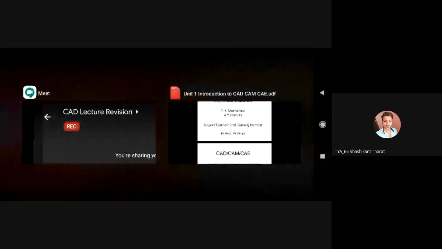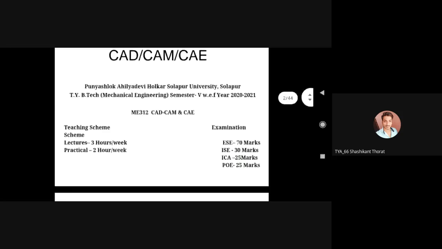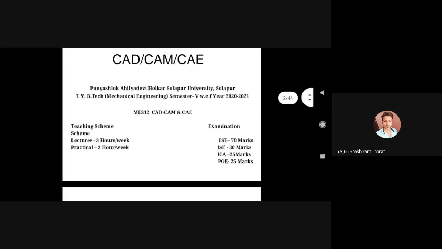So CAD-CAM and CAE. Now, whatever the exam scheme is, see here the exam scheme. Semester examination ISC 30 marks, thermal 25 marks, and the practical oral examination 25 marks. This is the marking scheme of the examination. Near about 70 plus 30, that is 100, and 150 marks subject is there.